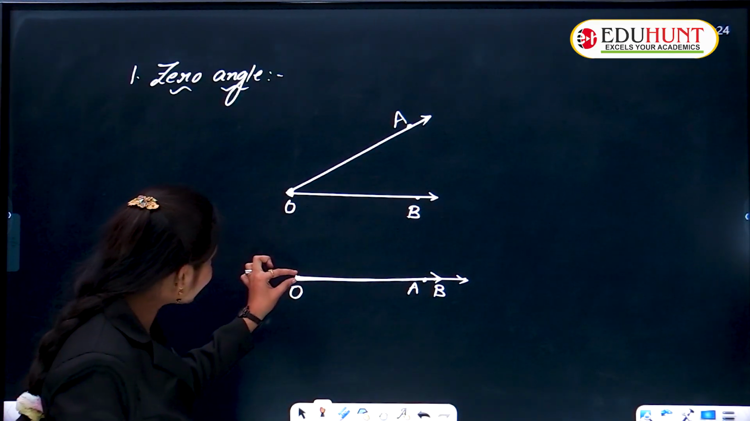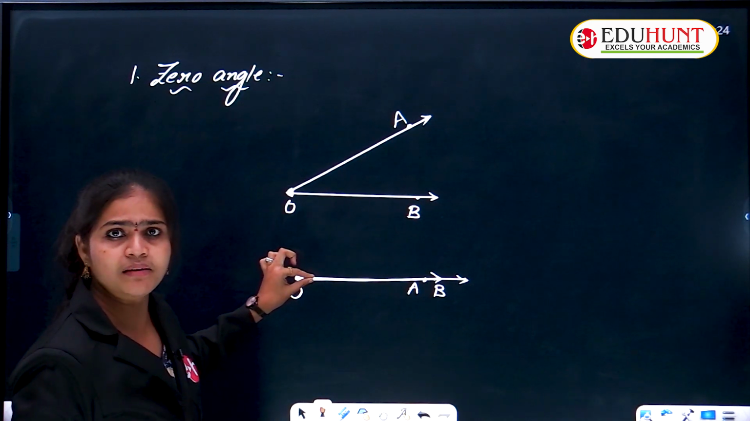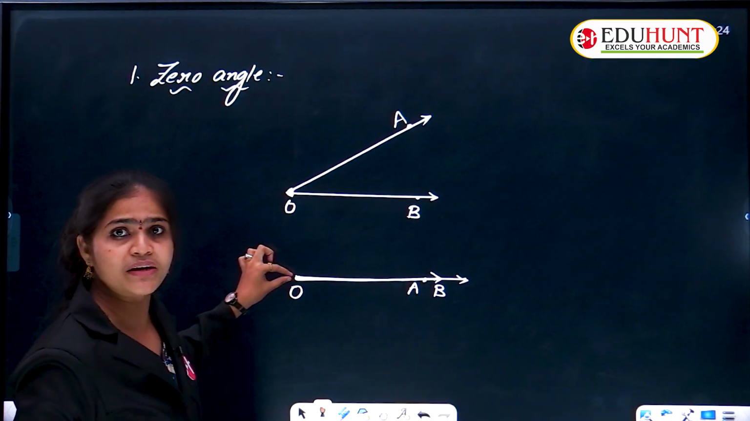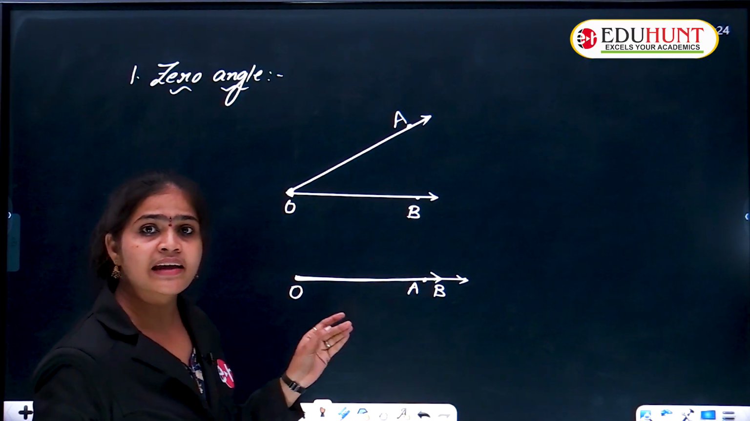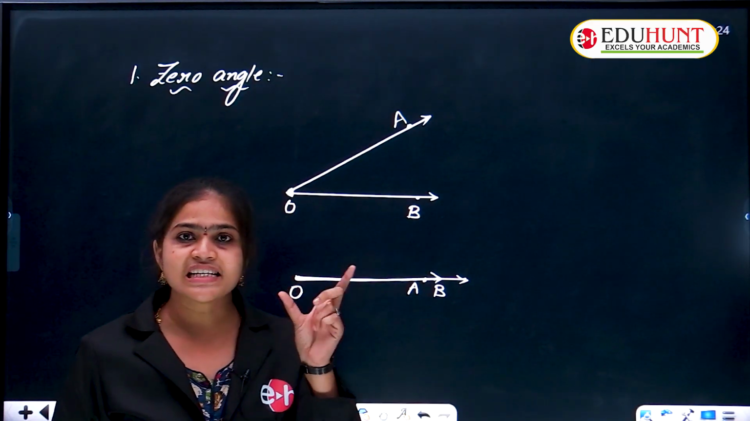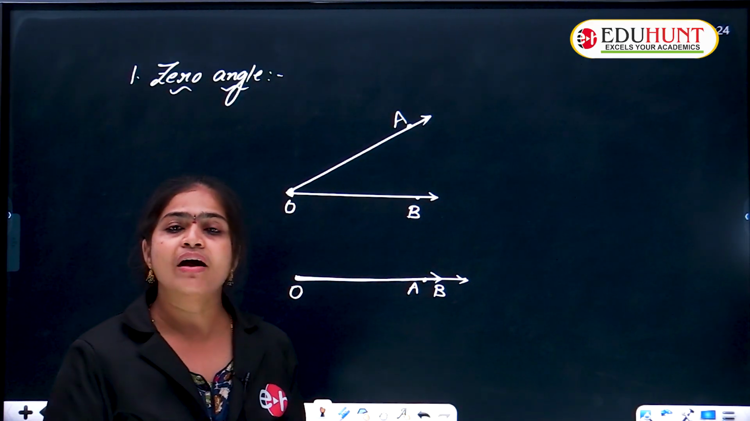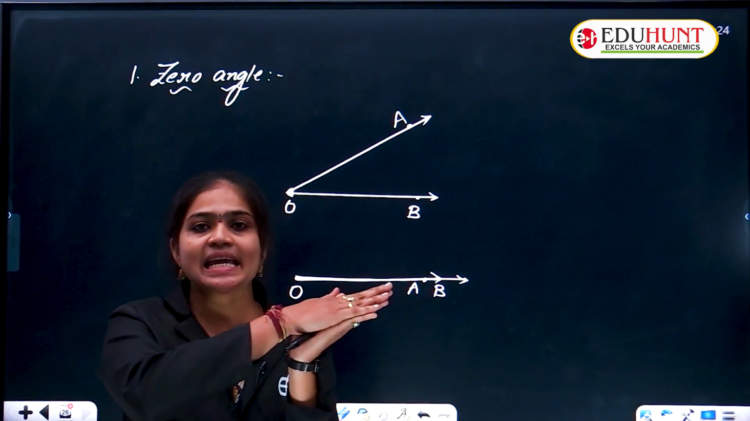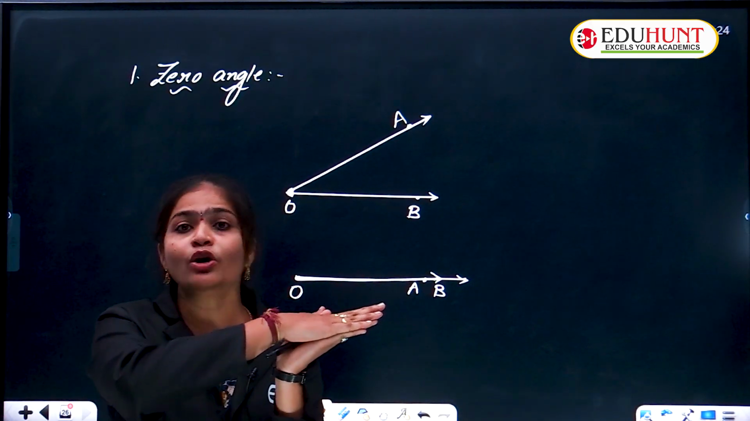Is there any angle formed in between those two rays? Not formed here, any angle here. We cannot observe any angle in between OA and OB. Why? Because in between OA and OB there is no place here. There is no such reason here. Understood? Why? Because those two rays overlapped on each other, and in the same way OA coincides with OB.